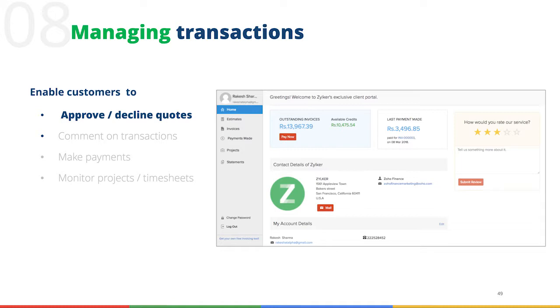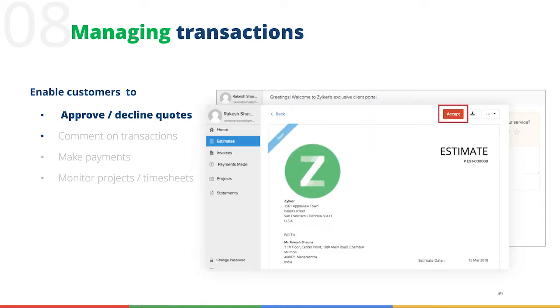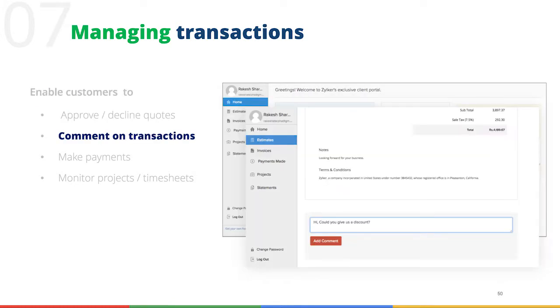They will be able to accept or decline estimates sent by you. They can comment on transactions which will be reflected in the contact details page, for which you can reply from the same page. Like this one where my customer is asking for a discount.